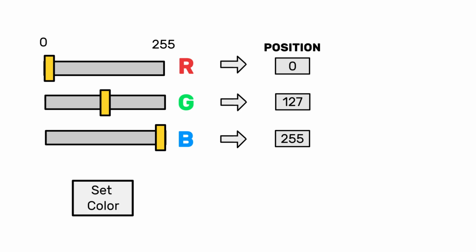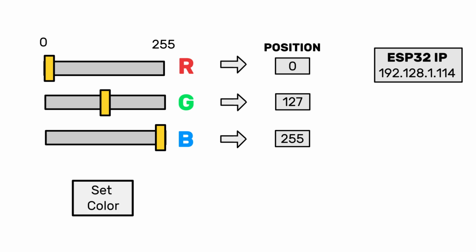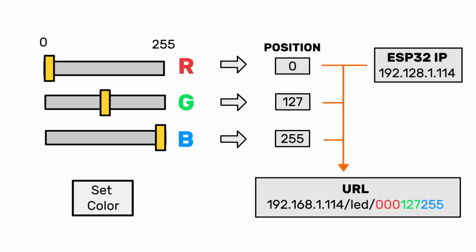The app needs to somehow join these numbers with the ESP32's IP address to form a URL like so. And lastly, we need to perform an HTTP GET request to our web server with this URL when we press the Set Color button. Alright, that's pretty straightforward.